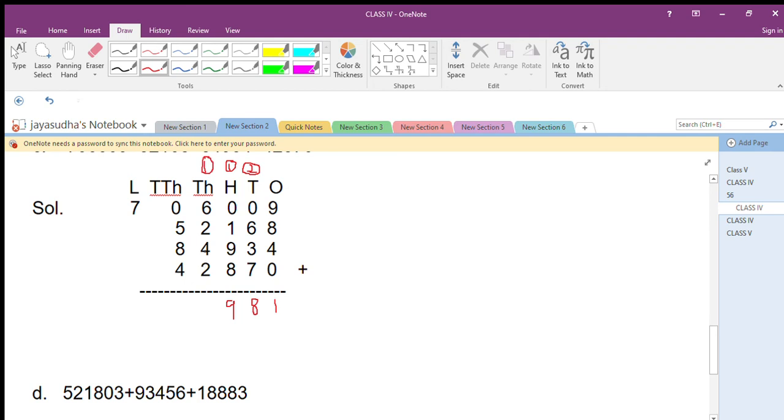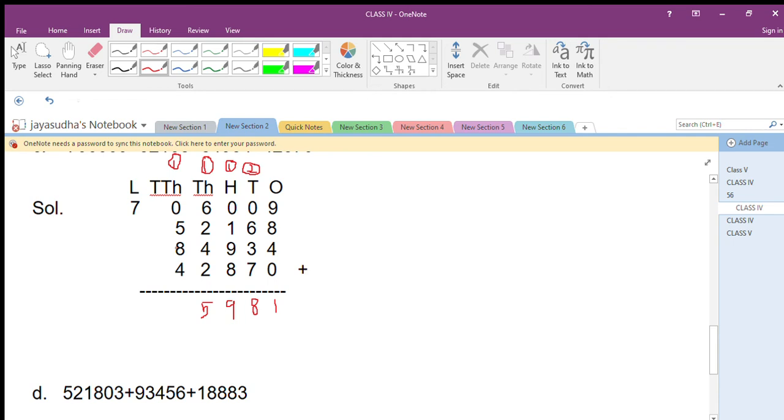Then 2 plus 4, 6. Very good. 6 plus 2, 8. 8 plus this 6, 8 plus 6, 14. 14 plus this 1, 15. So you have to write 15, so 5 only right here. 1 carry to the next column. Let's move on to the next column.